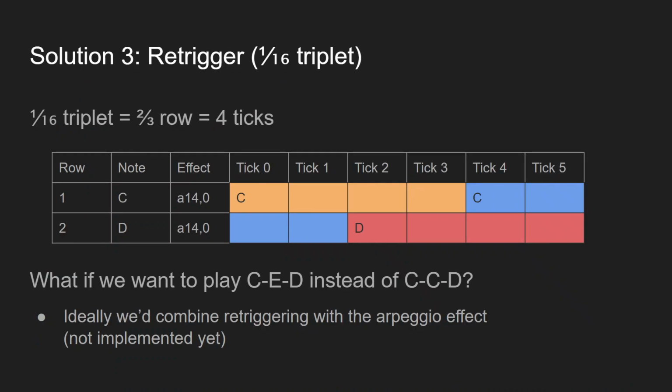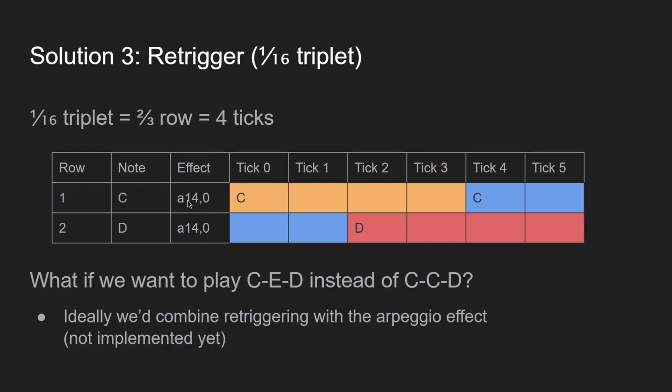The other one is retriggering. So let's use a 16th note triplet for our first example of retriggering. A 16th triplet is 2/3 of a row, and 6 ticks per row. So 2/3 of 6 is going to be 4 ticks. So here we've got our first row, and the note is C, and then we've got the effect.